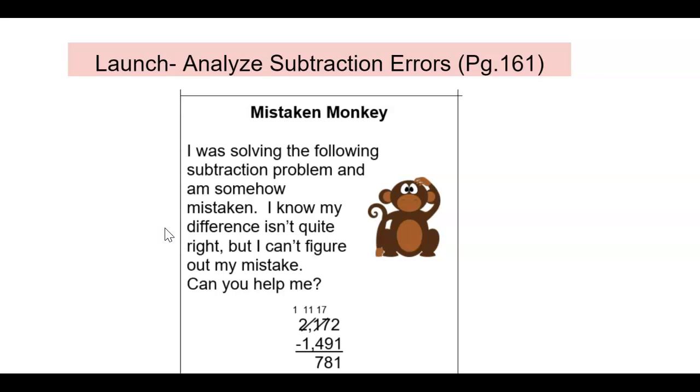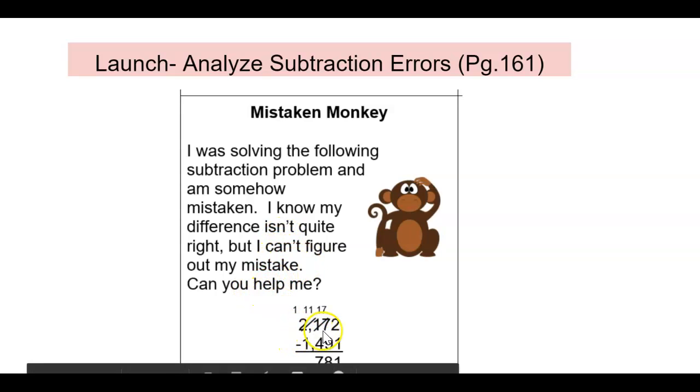Mistaken monkey, you can do the same thing because there's a problem there, and I'll go on and read it. I was solving the following subtraction problem and am somehow mistaken. I know my difference isn't quite right, but I can't figure out my mistake. Can you help me? 2,172 minus 1,491. And if you can do the same thing for that one.